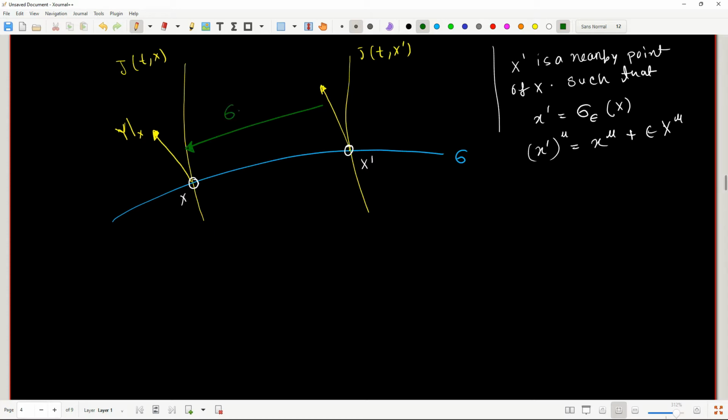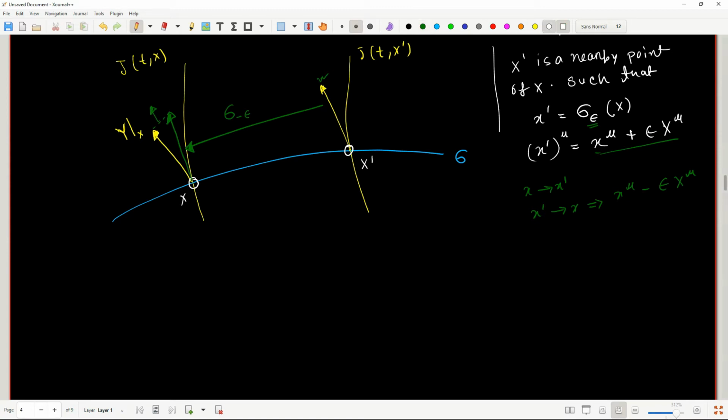This push forward mapping is nothing but going back on the negative epsilon parameter. That means if you want to go from x to x prime, you need to use this mapping, this one. And if you want to go back from x prime to x, you need to do x of mu minus epsilon x of mu, this one. So if you do that, then you can project this vector over here onto this point, and then you can compute the difference. So this is the idea behind this Lie derivative.